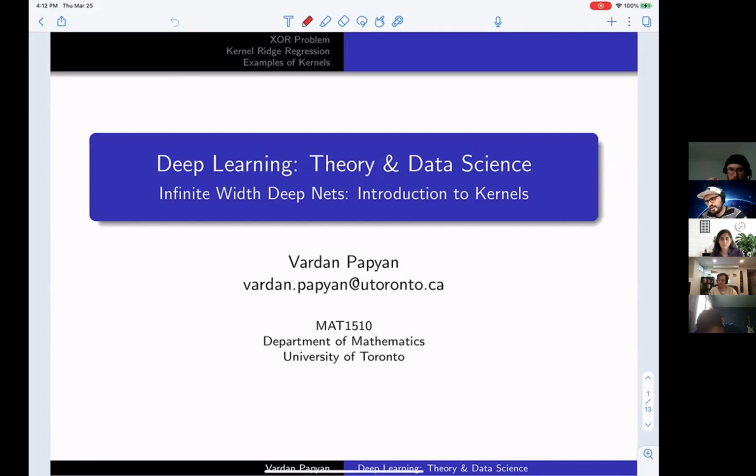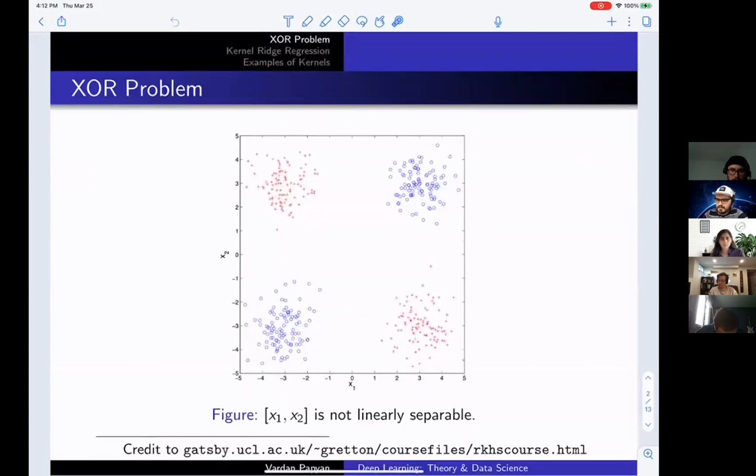Now, before we can talk about those infinite width deep nets and why we care about them, we need a small introduction to kernels, which is the topic for today. So let us begin with a motivating example. Assume that your goal is to classify the following data. Here we can see red pluses and blue circles.